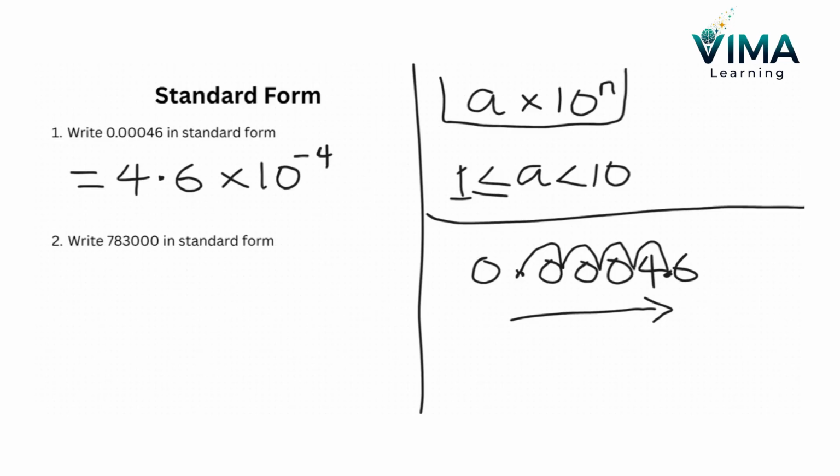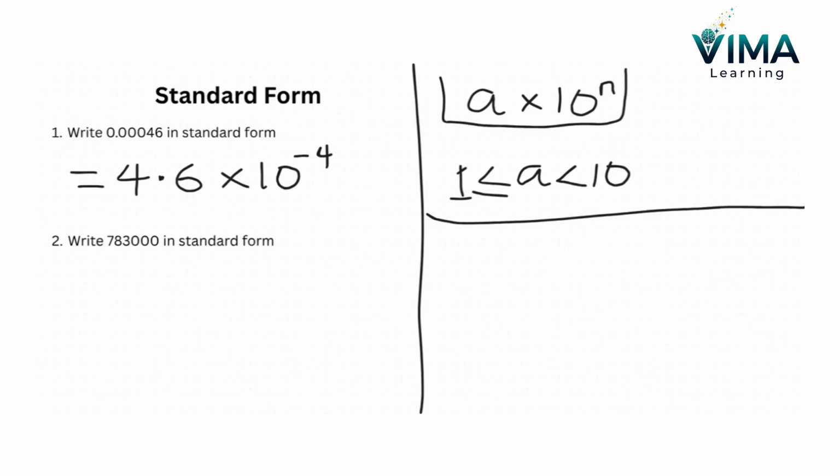Now let's go to the second example. The second example says we should write 783,000 in standard form. For this second example, there's no decimal point, so we start from the end of the number and start going backwards till we get to a number that is in between 1 and 10.